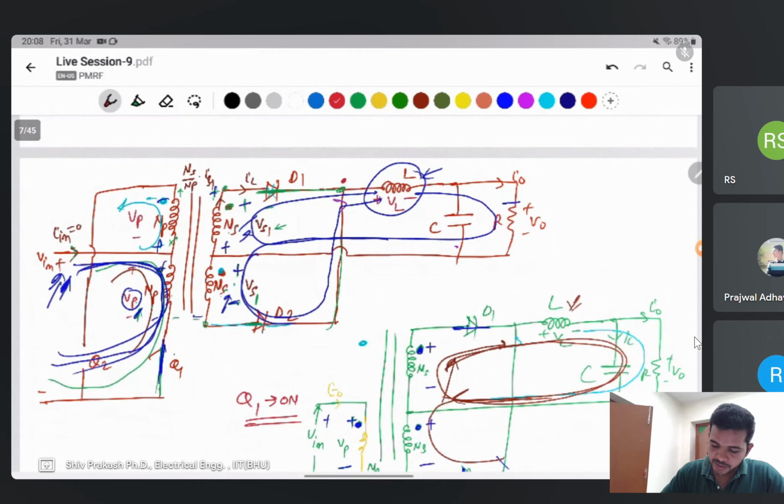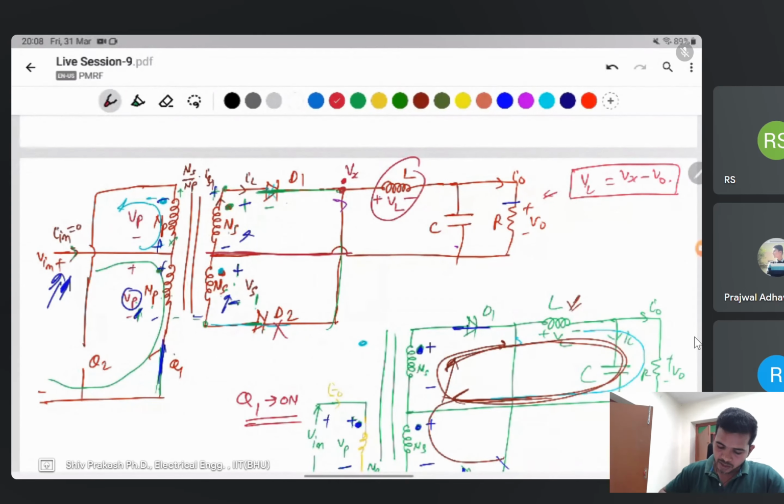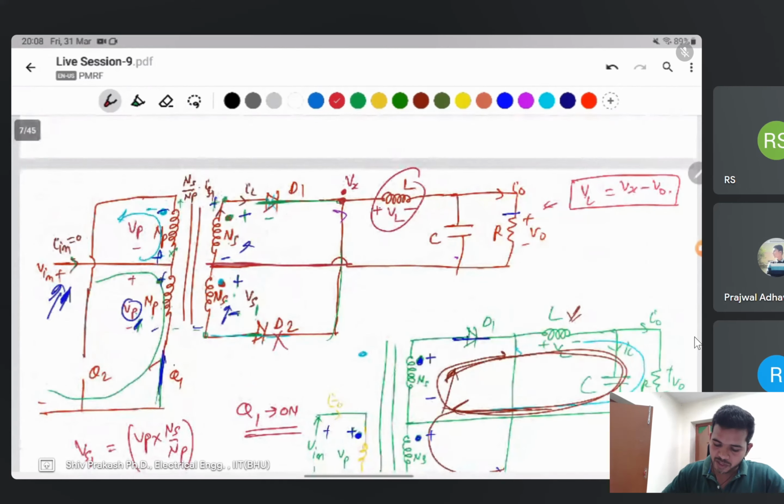First, to find this voltage, the new voltage, take it as Vx, and this one is V naught. Then what will be the VL voltage? VL will be Vx minus V naught. And Vx is up here, isn't it? If this diode is off, the current flows through it, and this voltage will be the primary side, secondary first voltage, Vs1. Vs1 will be V in or Vp, you can say Vp into Ns divided by Np.